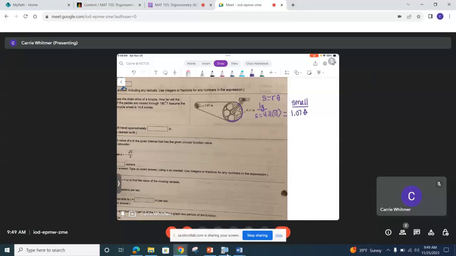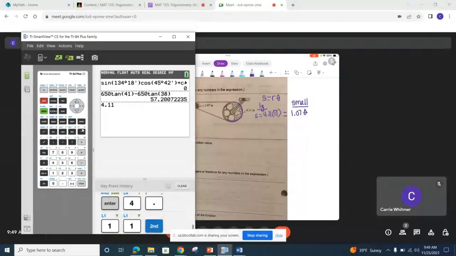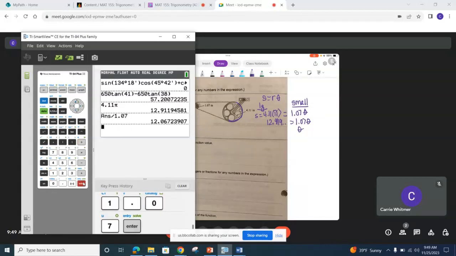Okay, so on my calculator, that gives me 12.919 or 9119, and so on. That's equal to 1.07 theta. So I'm going to divide by 1.07, and that gives me 12.06 for my theta.